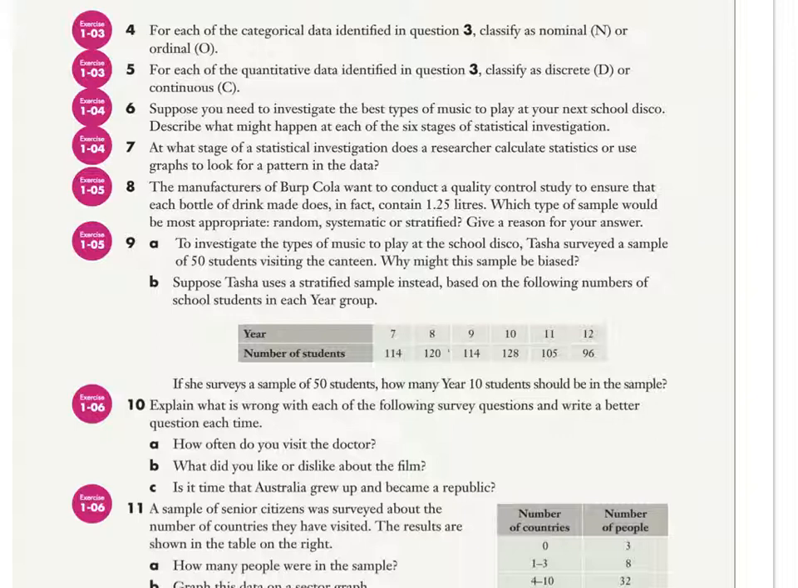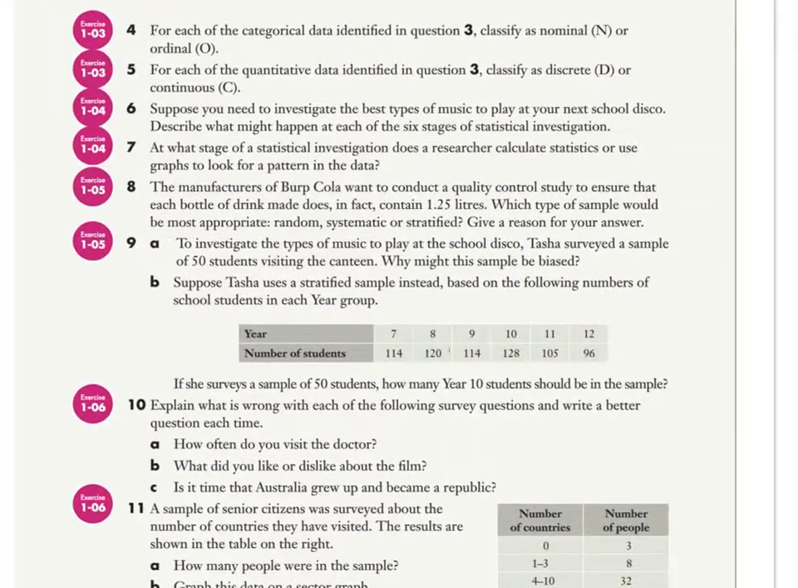Question 6, describe what might happen at each stage of statistical investigation. Okay, so number 1, pose questions. 2, collect the data, maybe from a survey. 3, you organise it. 4, you display. 5, you analyse. And 6, you report. Okay, 7, at what stage does the researcher calculate statistics or use graphs? Now, I would say that's actually different. You use graphs at 4, which is display, but you calculate at analyse, which is part 5.